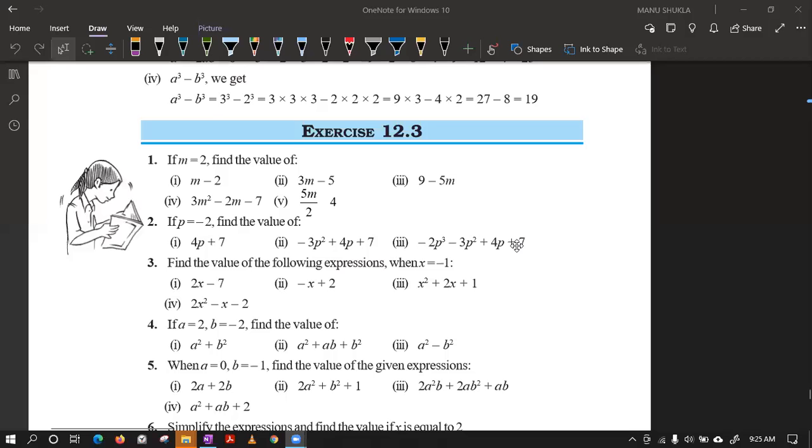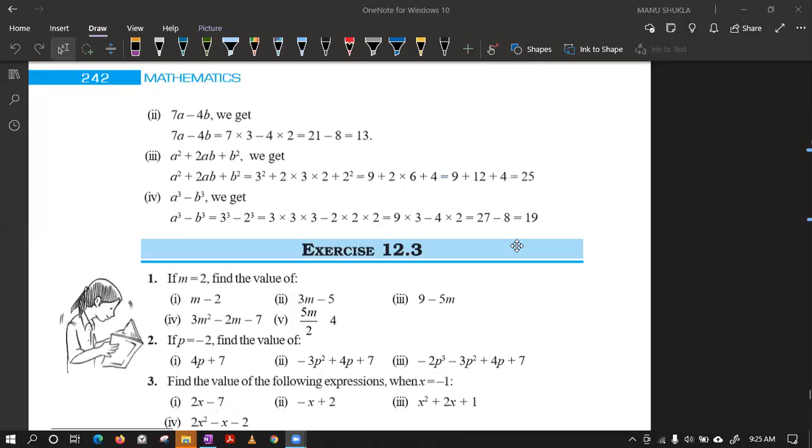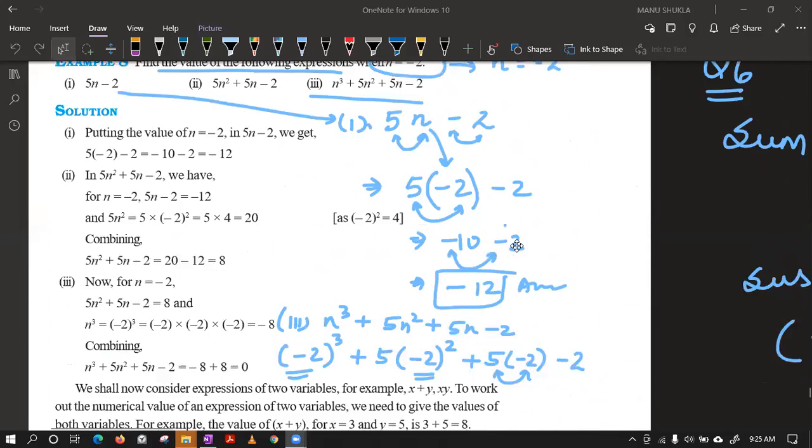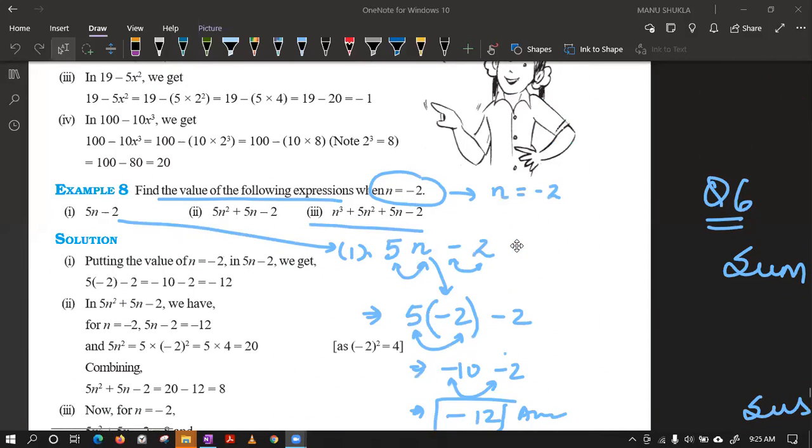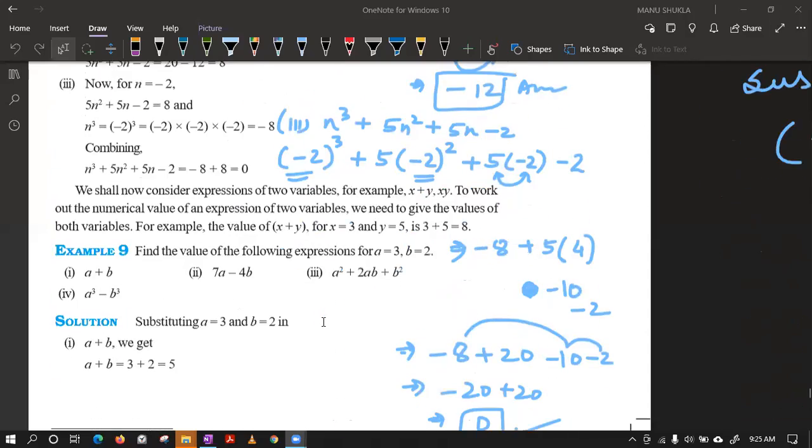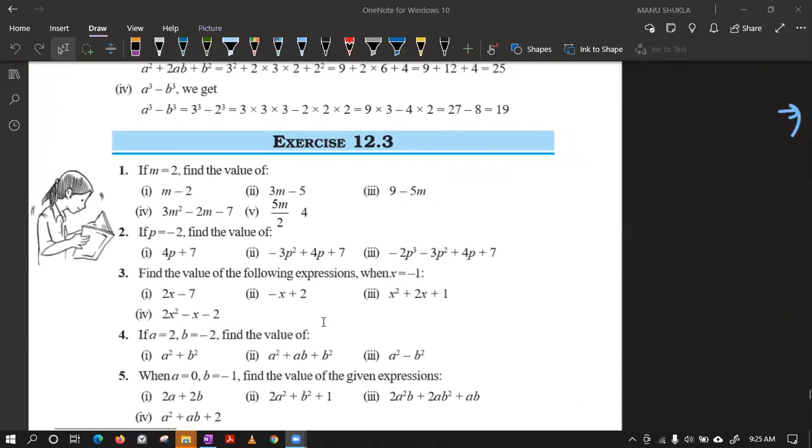Good morning, everyone. In the last class, we discussed the concept of finding the value if the value of the variable is given to you. Okay, so let's try some questions from 12.3.